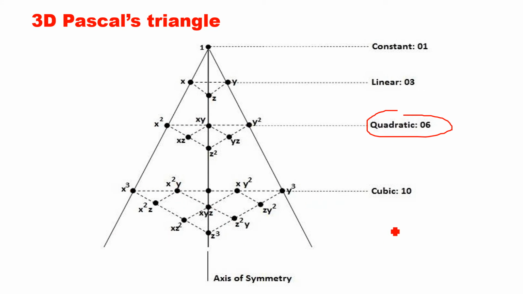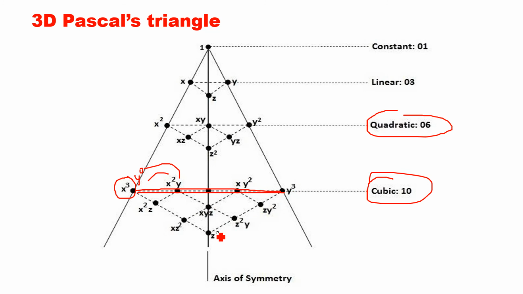Similarly, if you want to write down the cubic part of this 3D Pascal triangle, it includes 10 elements. Again, look at the horizontal part: the first combination is between x cube and y cube. Since it is a cubic term, the maximum power of x and y will be 3. We start with x cube and y raised to 0, then the degree of x is reduced by 1 and the degree of y increased by 1. It is x cube, then x square y, then xy square and y cube.